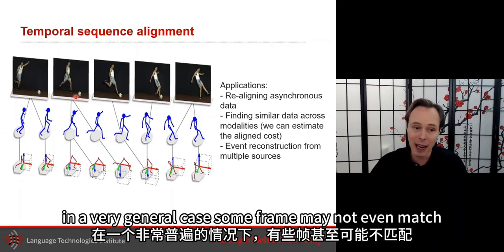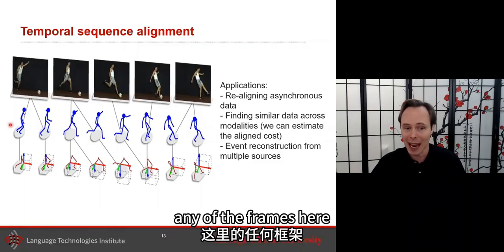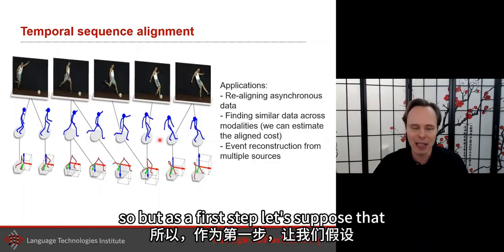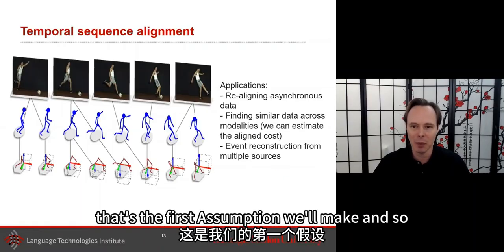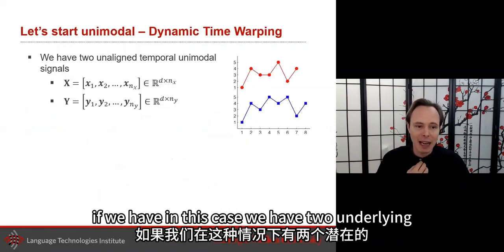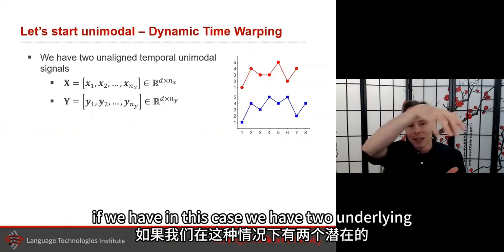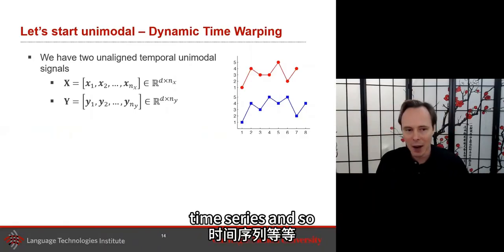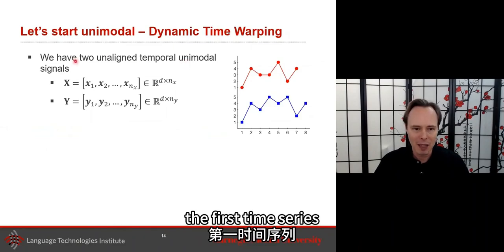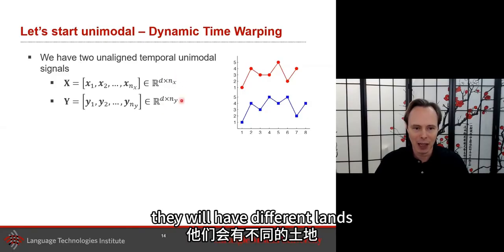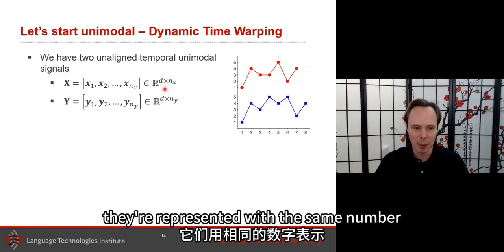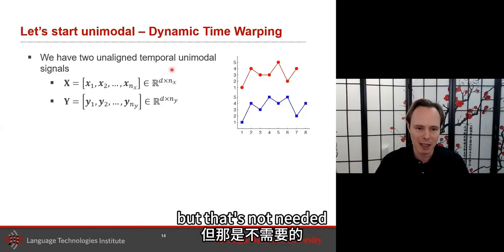In a very general case, some frame may not even match to any of the frames here. But as a first step, let's suppose that every frame matches to at least one of the other frames. That's the first assumption we'll make. In this case, we have two underlying time series. The first time series and the second time series may not have the same length. They will have different length. For now, let's say that they're represented with the same number, but that's not needed.